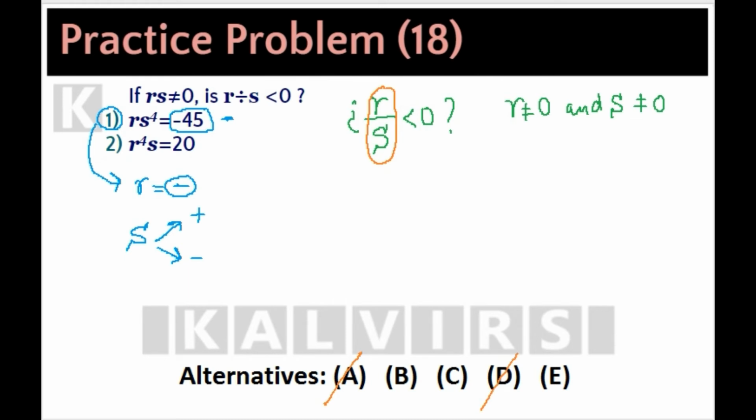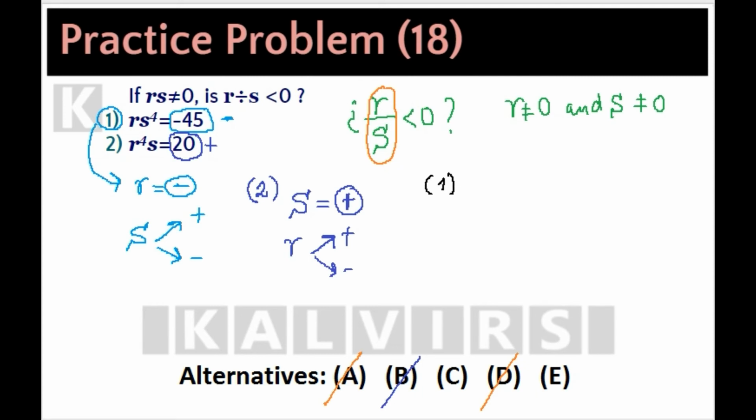From statement 2, r to the 4th power times s is a positive number. Therefore, s must be a positive number. However, we don't know anything about r. r might be either positive or negative. So statement 2 alone is not sufficient. Therefore, alternative B is eliminated.